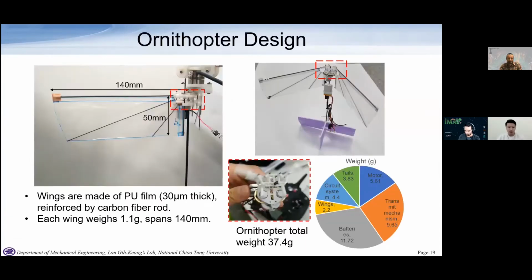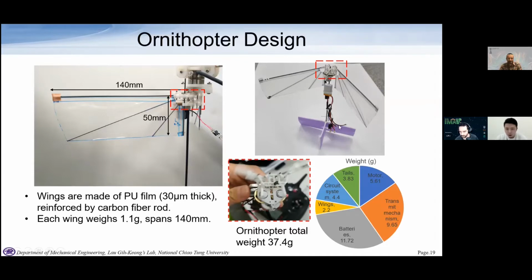And after finishing the driving mechanism and click mechanism design, we put on the wings and assembled a complete click ornithopter. The wings are made of 30 micrometer thick PU film reinforced by carbon fiber rods, the black ones. Each wing weighs 1.1 grams and spans 140 millimeters.